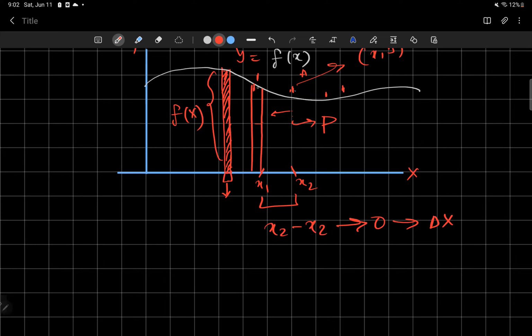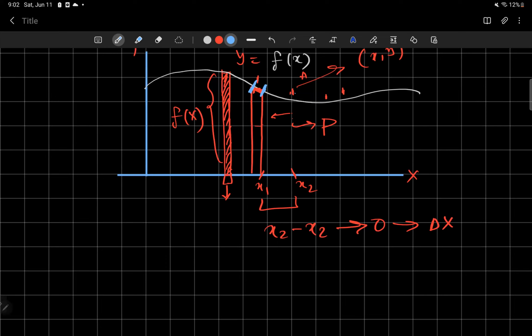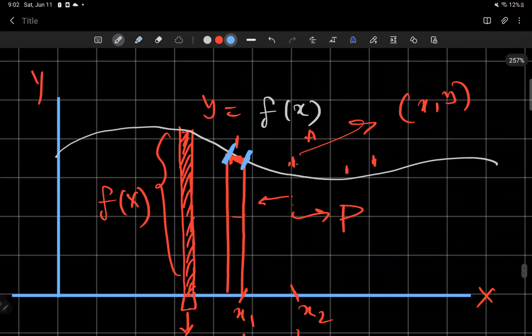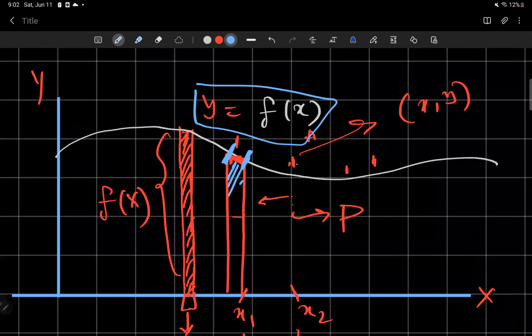Let's say this is a very zoomed in picture. The coordinates of this point over here and this point over here will be approximately the same thing. And how do you find that coordinate? Well, y equals f of x, right? So this rectangle will have a length of what? f of x, because y equals f of x, right?